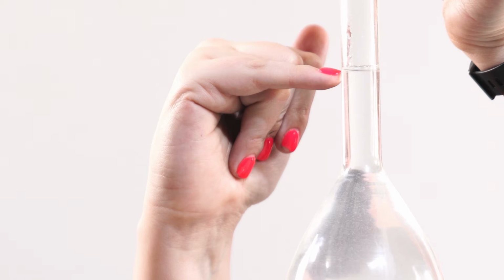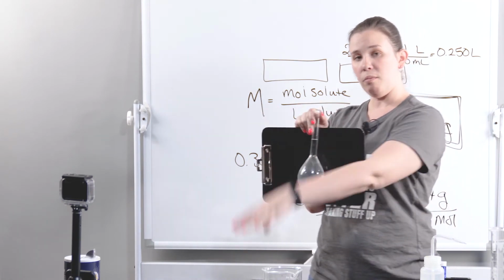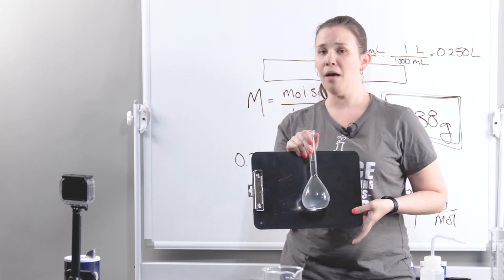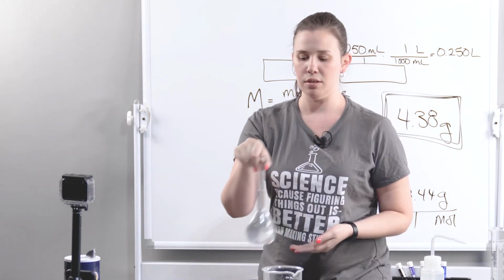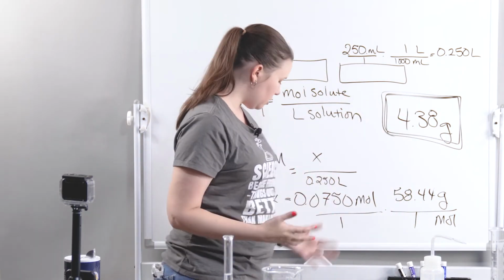That volume includes not only the volume of the water, but also the volume of the salt. So our volumetric flask measures the total volume of solution. We made sure that the scale got the exact amount of solute, and that means that I now have a perfectly standardized solution, because I know both the amount of solute and the amount of total solution is correct.